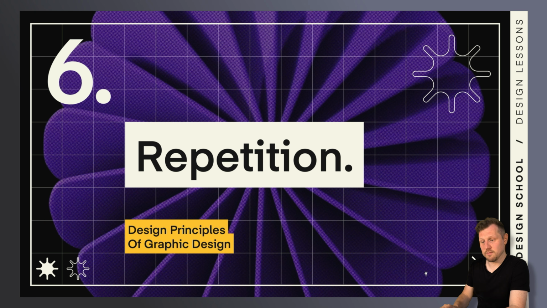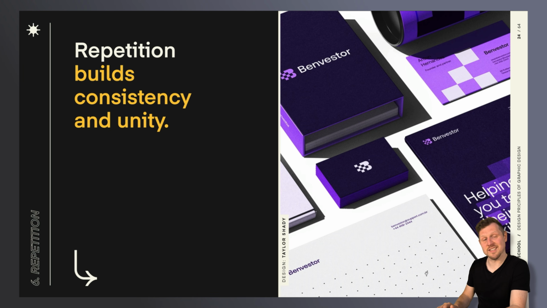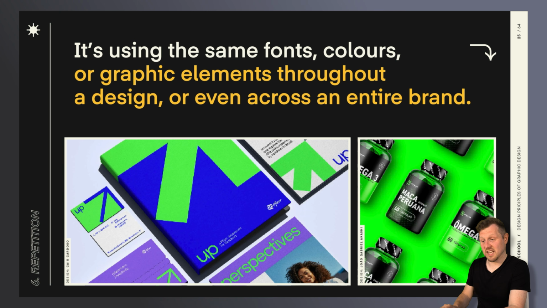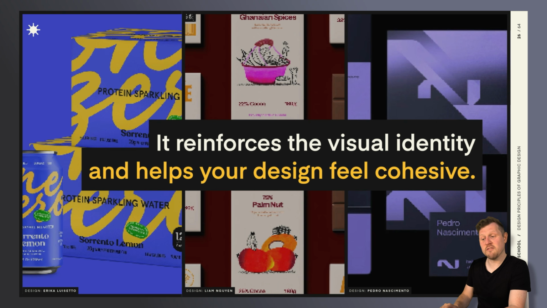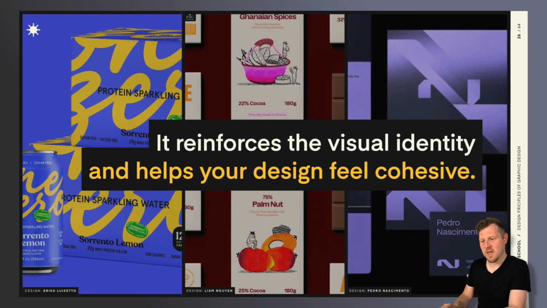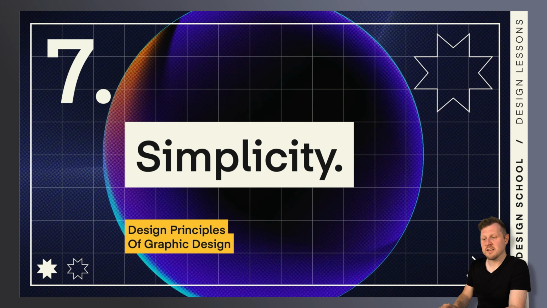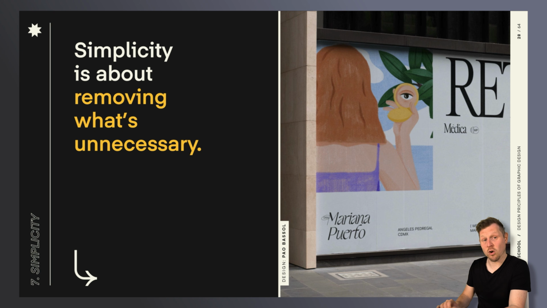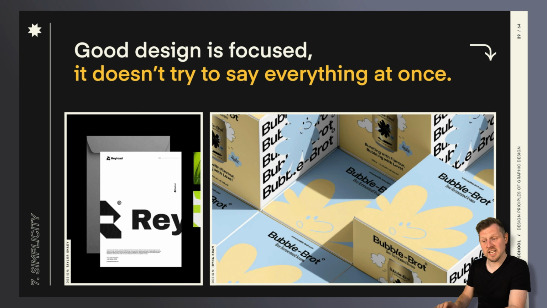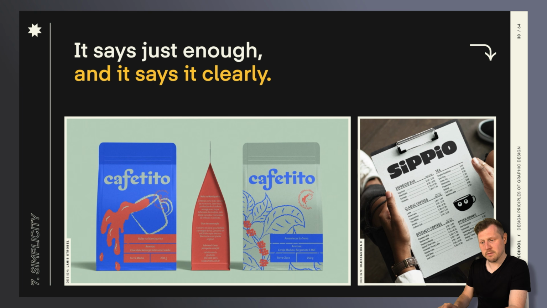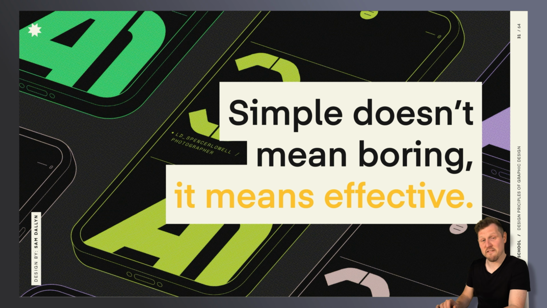Next, we have repetition. Repetition builds consistency and unity. It's using the same font, colors, or graphic elements throughout a design, or even across an entire brand. It reinforces the visual identity and helps your design feel cohesive. Next, we have simplicity. Simplicity is about removing what's unnecessary. Good design is focused. It doesn't try to say everything at once. It says just enough and says it clearly. Simple doesn't mean boring, it means effective.